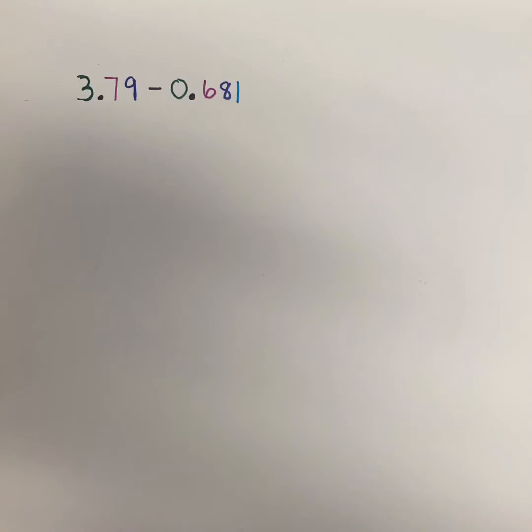In our next problem, we're going to be doing decimal subtraction here. Nothing is going to change. We just have to make sure that we are lining up our decimals and filling in zeros where we possibly need them. So our first step is going to be rewriting this as a subtraction problem vertically so that we can work through it.